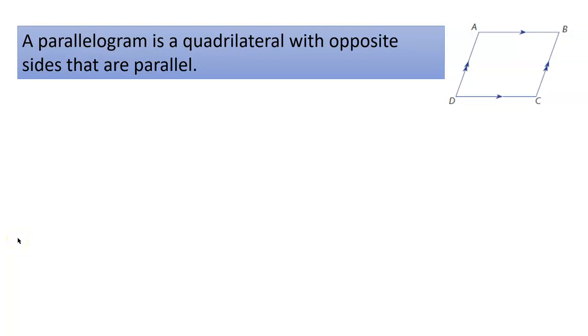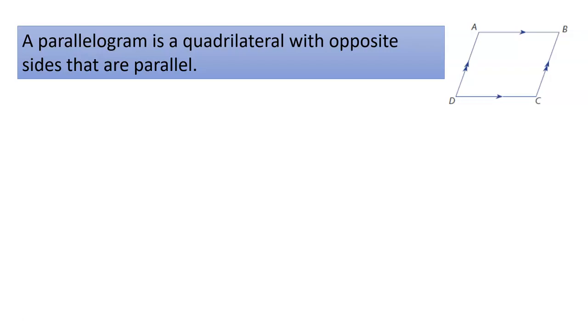Hello, Year 8. So now we're going to be looking at some specific types of quadrilateral. We're going to start with a parallelogram. A parallelogram is a quadrilateral with opposite sides that are parallel. Please can you pause the video and copy the blue box and the diagram.